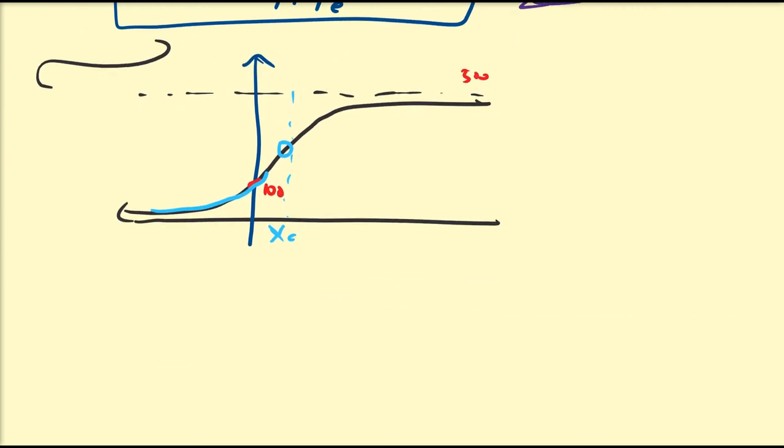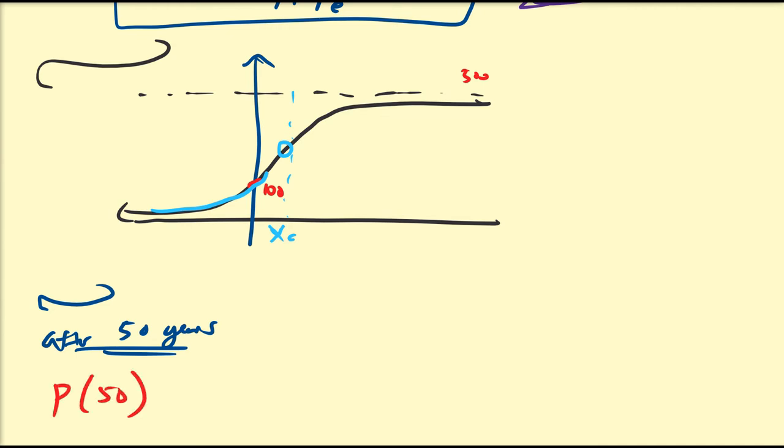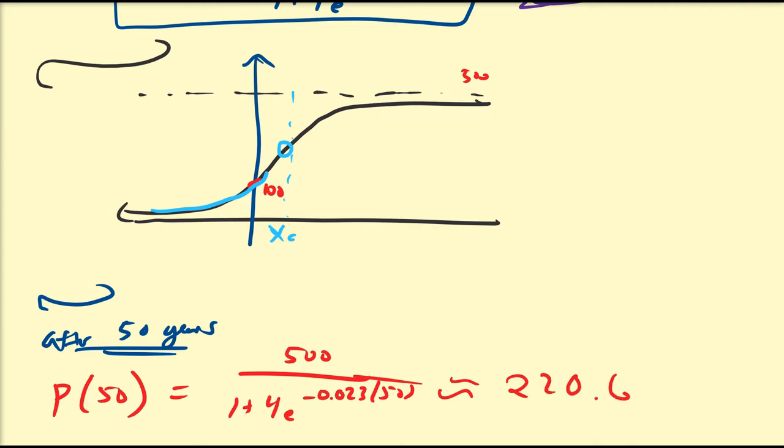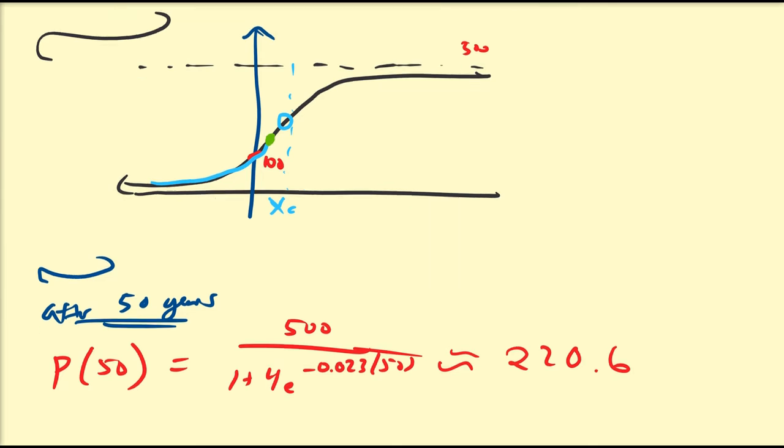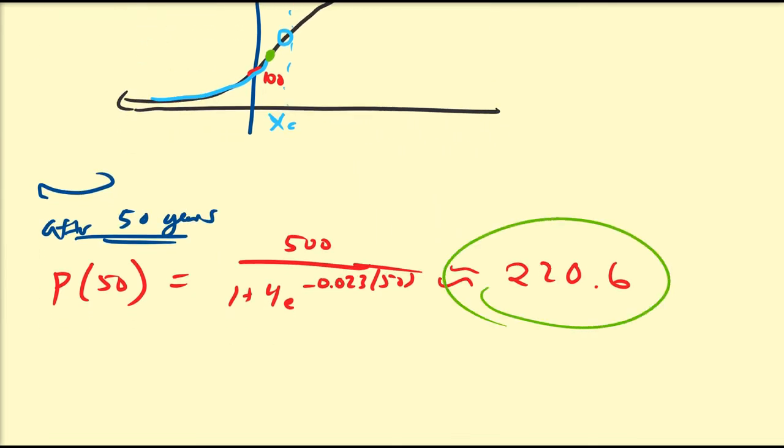So after 50 years, if we keep this constant growth rate, what will be our population? So I'm going to plug 50 into our function. So that's going to be equal to 500 all divided by 1 plus 4 times e to the minus 0.023 times 50. And you can find that that's approximately equal to 220.6. So it's still just slightly above where we were before, right? So we haven't reached the halfway point, the 250 point, and it's been 50 years, right?